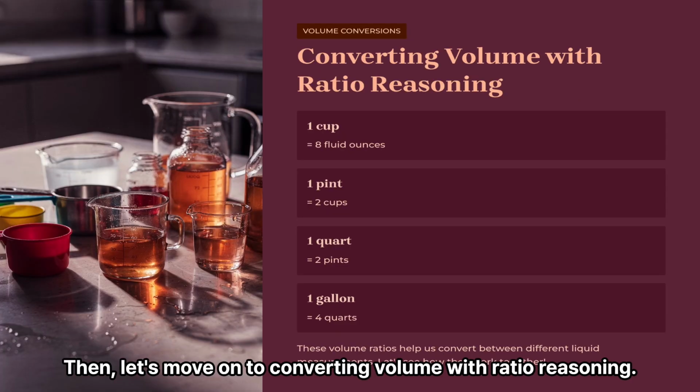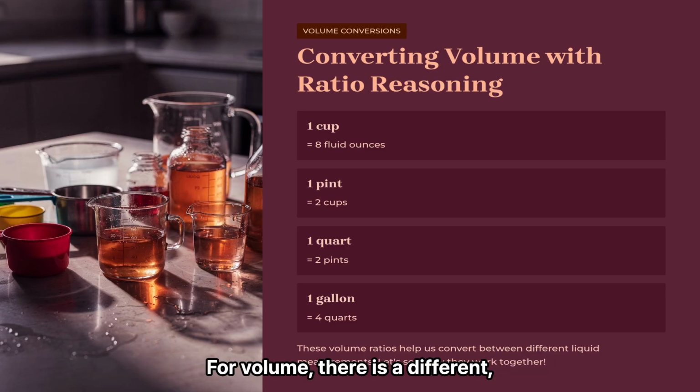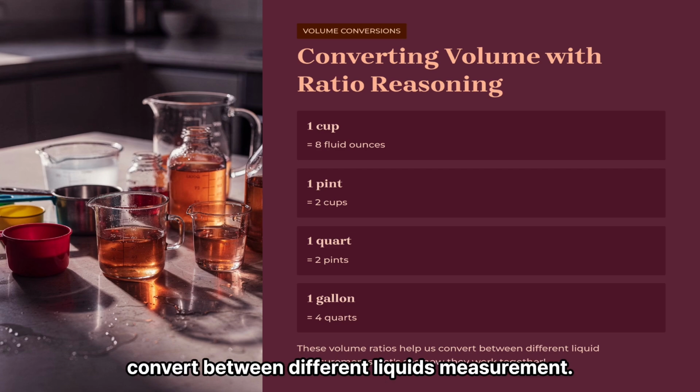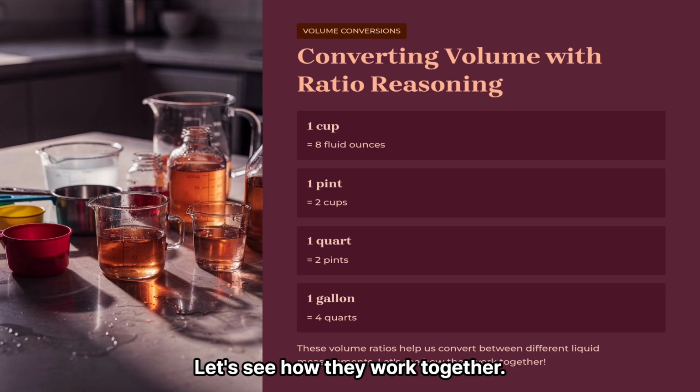Okay, then let's move on to comparing volume with ratio reasoning. For volume, there are different customary units. 1 cup equals 8 fluid ounces, 1 pint equals 2 cups, 1 quart equals 2 pints, and 1 gallon equals 4 quarts. This volume ratio helps us convert between different liquid measurements. Let's see how they work together.